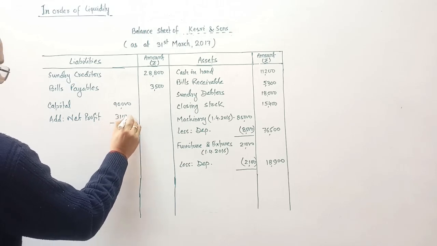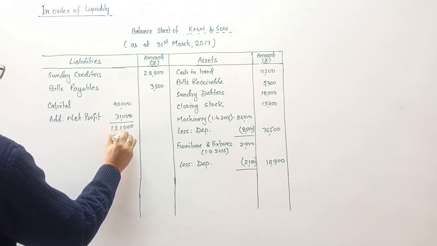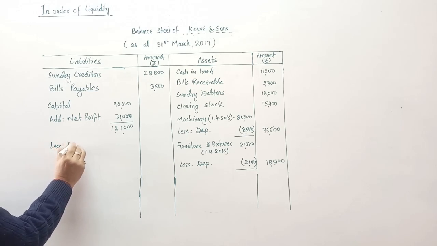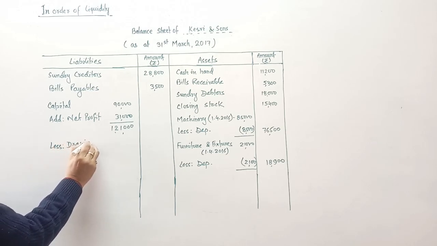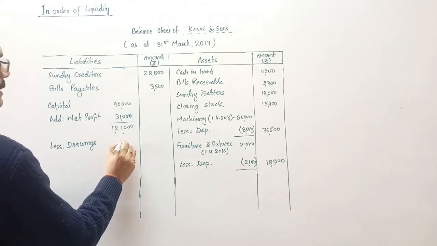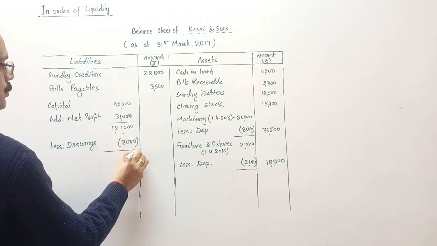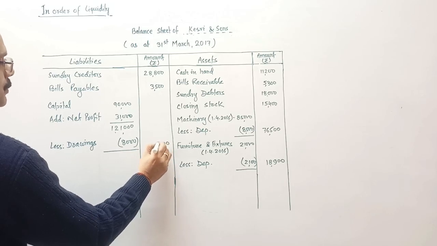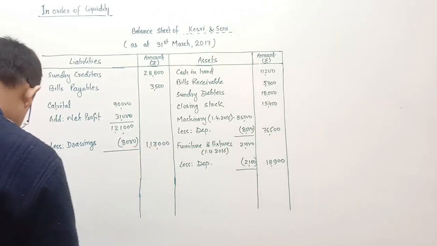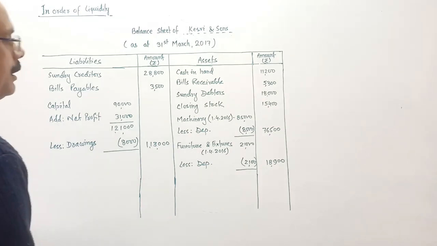So we have done the addition, 1,21,000. Then you deduct drawings from this amount. Drawings is 8,000. So deduct it, and the amount is 1,13,000.